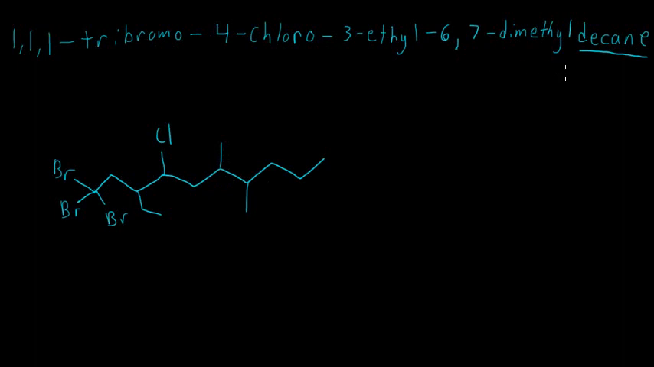Keep in mind, looking at this name, it's all written alphabetically. Notice how the tri and the di does not come into play when you're naming these alphabetically. You have to tune those out or not look at those and look at the first letter of all of the main groups coming off. So B, C, E, and M, those are all alphabetically correct.